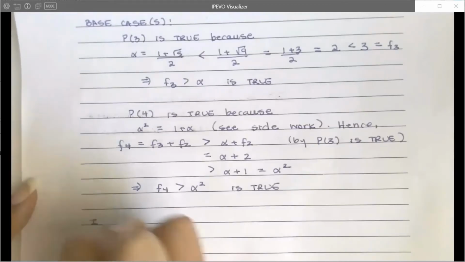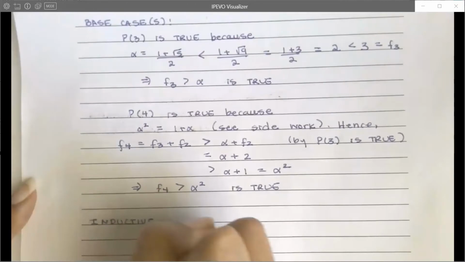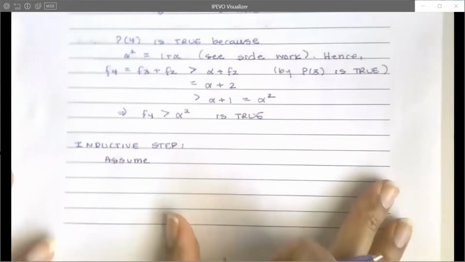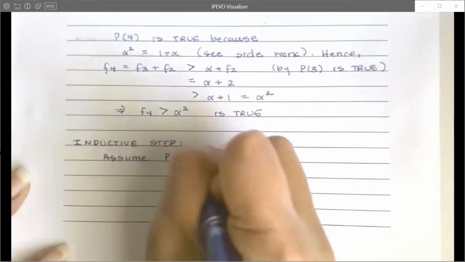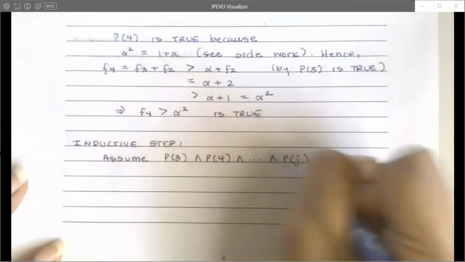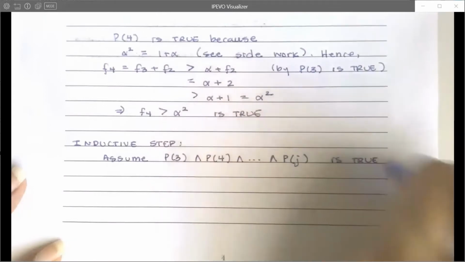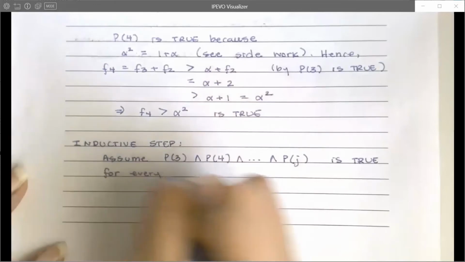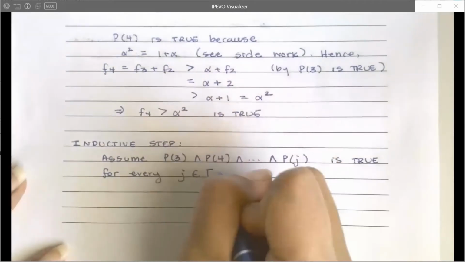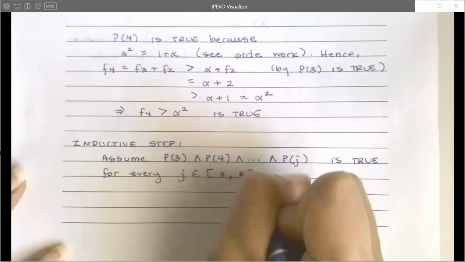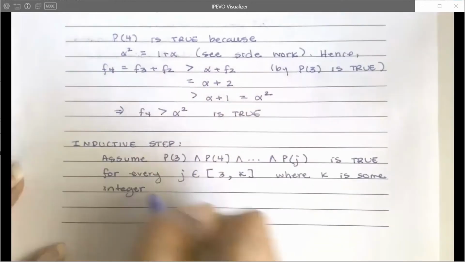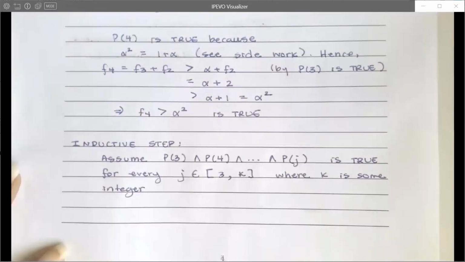Okay, now we can move on to the inductive step. The inductive step, we're going to start by assuming P of 3 and P of 4 and all the way down to some P of J is true for every J in the range of 3 to K, where K is some integer greater than or equal to 4.